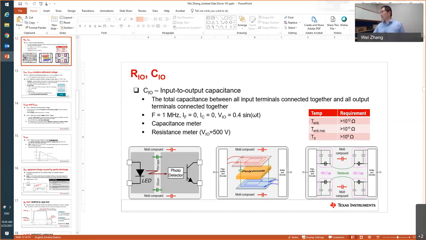Very good question. Another question: how do I arrive at VISO for system working voltage? I don't quite understand what arrive means. The next question: what could be the pros and cons if we're replacing existing designs with isolated gate drivers?